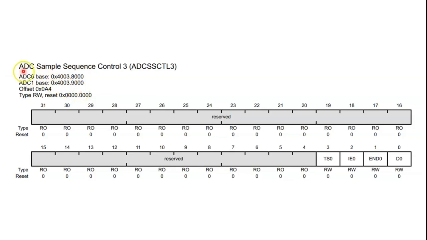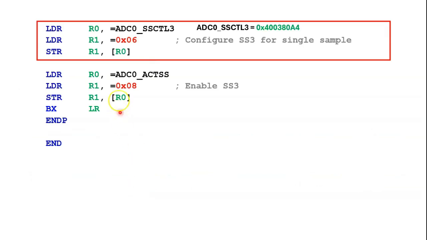Okay, so this is the ADC sample sequence control 3, that is the ADC SSCTL3 register. Now this register contains the configuration information for a sample executed with the sample sequencer 3. Now this is a 4 bits wide register. Now let's take a look at the code that is using this register.